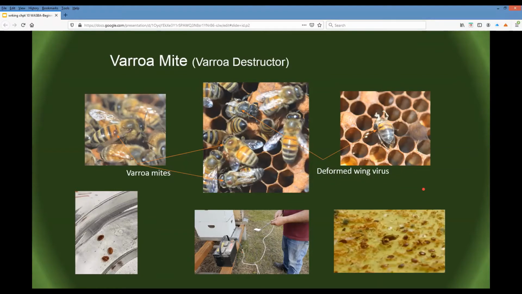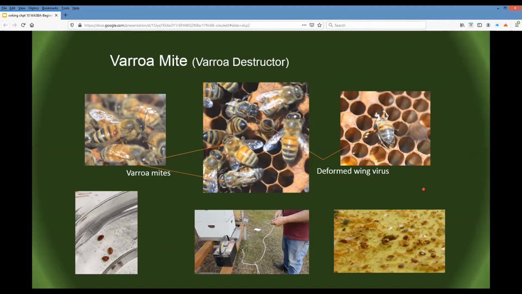Most folks use the alcohol wash method, and you can also do what's called an ether roll, and I believe those are both in your book also. I think the alcohol wash is the one that's considered a little bit more accurate.